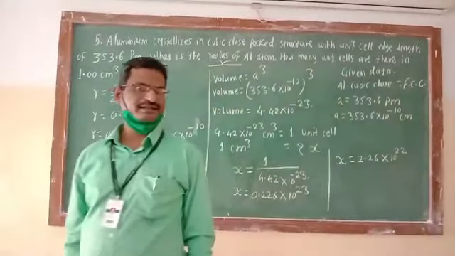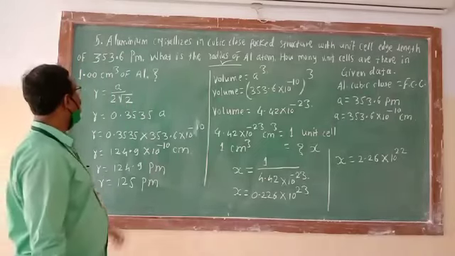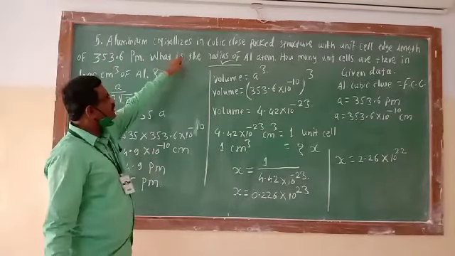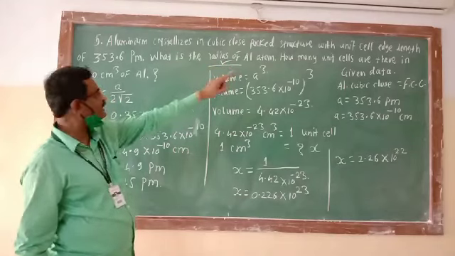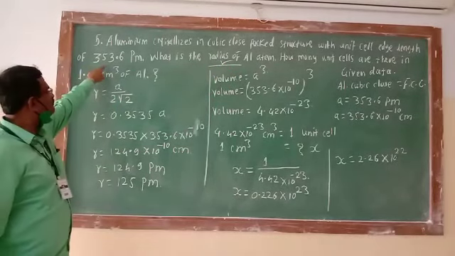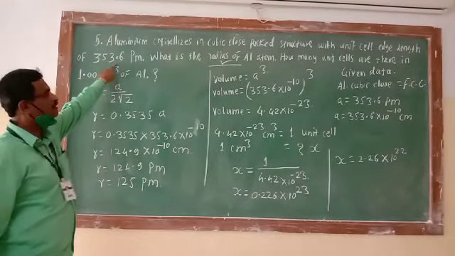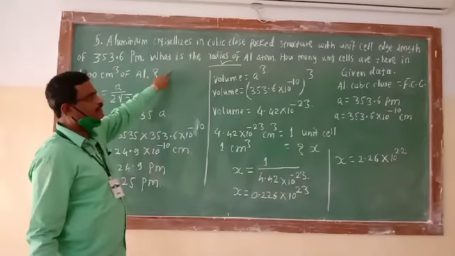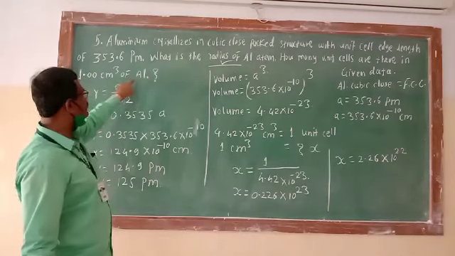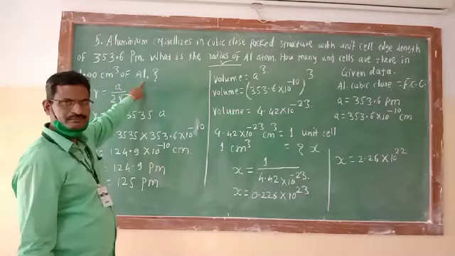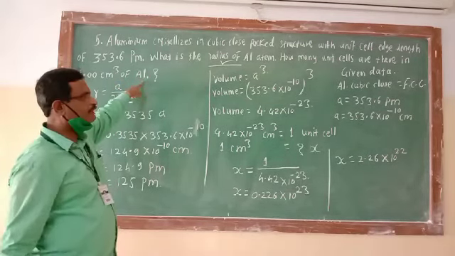Students, now let us see here problem number 5. Aluminium crystallizes in cubic close packed structure with unit cell edge length of 353.6 picometer. What is the radius of aluminium atom? How many unit cells are there in 1 centimeter cube of aluminium? Now let us solve this problem.